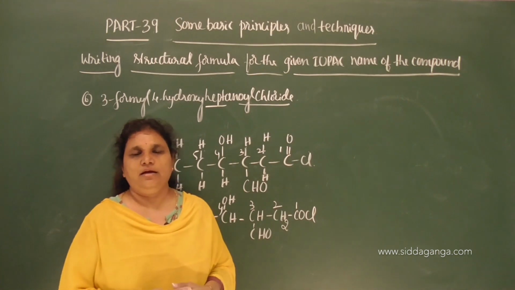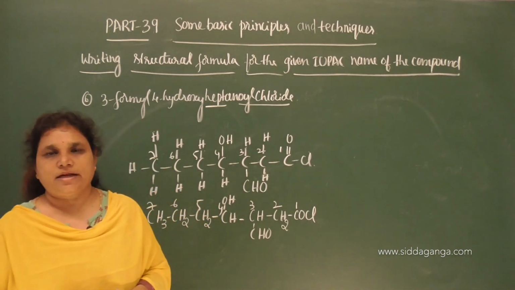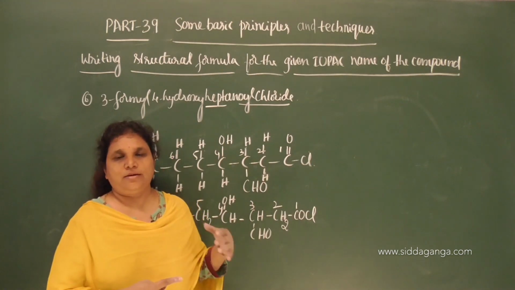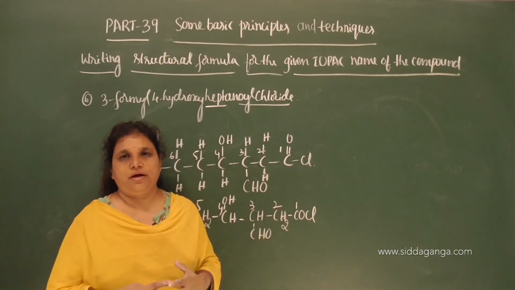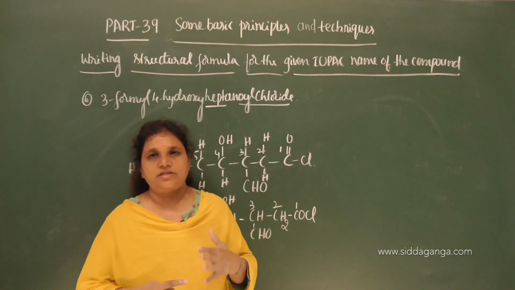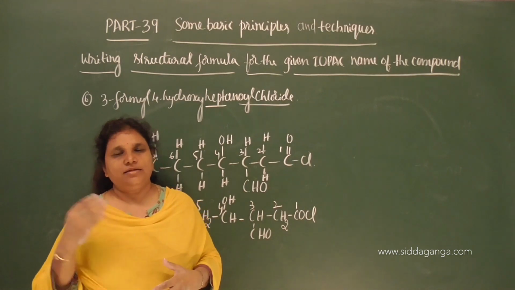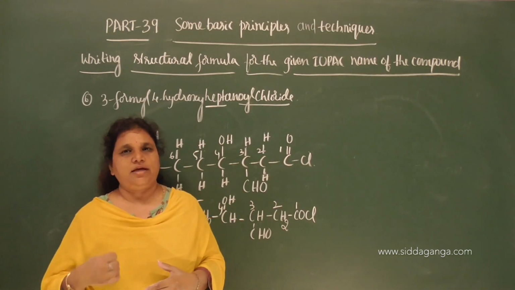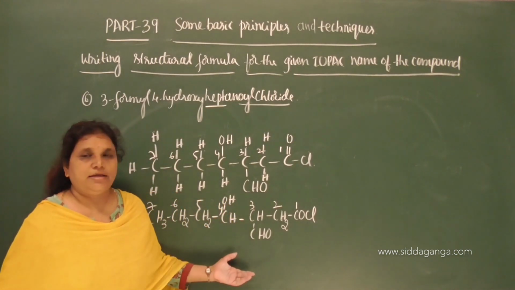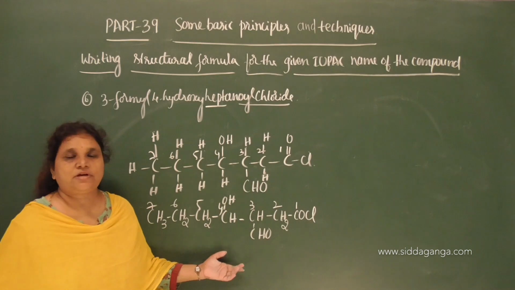So, listen here, in the first chapter of organic chemistry, that is some basic principles and techniques, we have 3 parts. The first part is the naming of the compounds and the bond line formula. The second part starts from general organic chemistry, that is GOC, where we have different concepts, and the third part is purification, detection and estimation. This chapter itself is very important, and these concepts are very important.